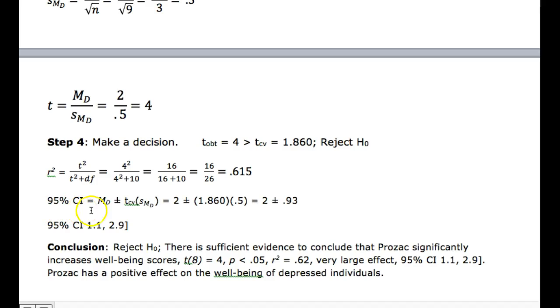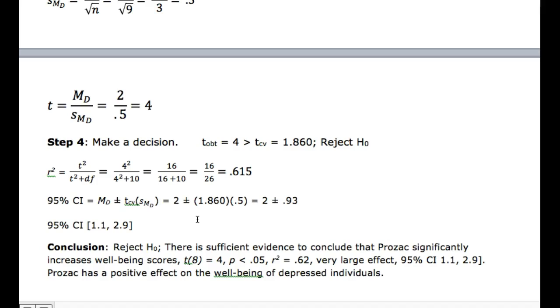95% confidence interval, mean of the difference scores plus or minus our margin of error, which is T critical times estimated standard error. So 2 plus or minus 1.86 times 0.5 is equal to 2 plus or minus 0.93, which gives us a confidence interval of, there we go, forgot to put the bracket in there, 1.1 to 2.9.